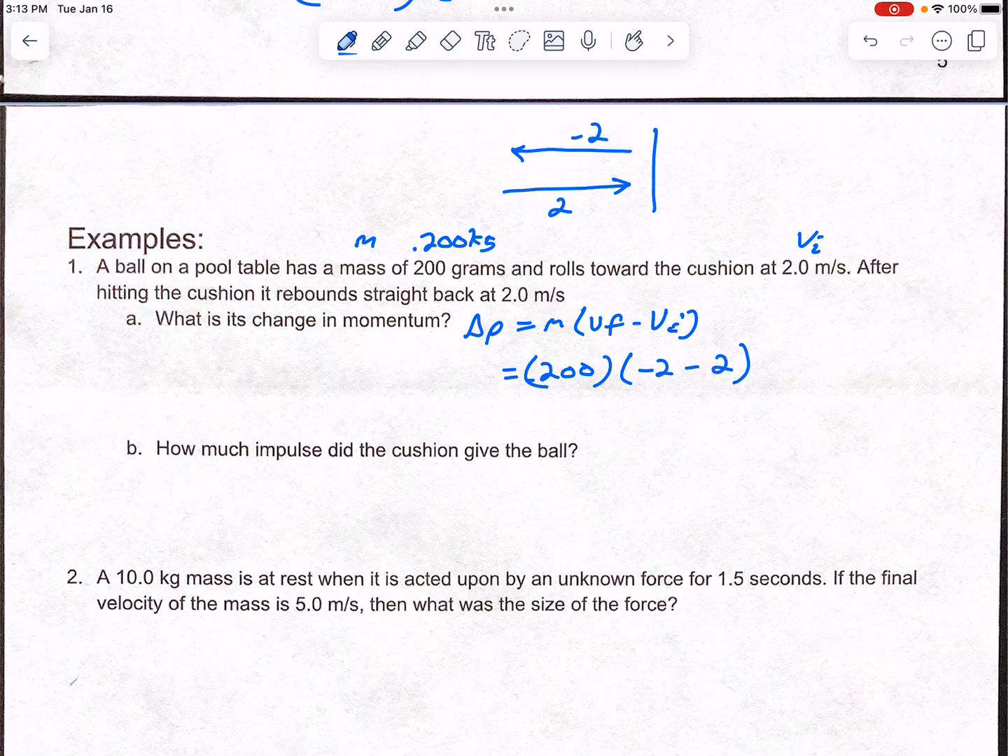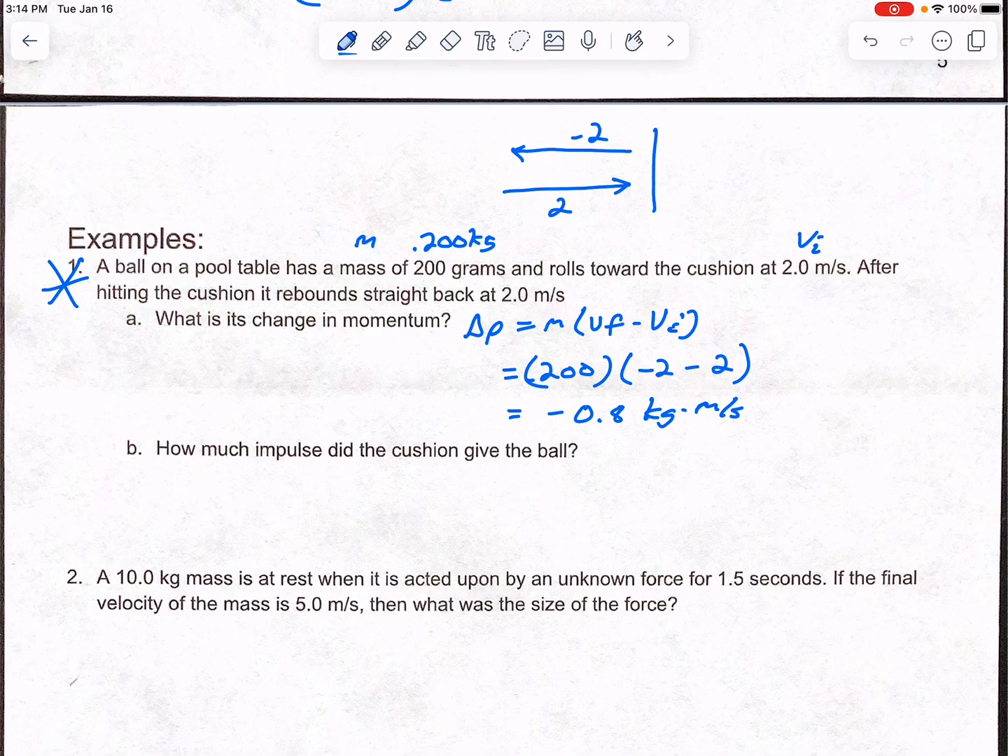Be careful with this problem, because the number one mistake is people forget that sign and they just say, well, 2 minus 2 is 0, so therefore the whole thing's 0, and then they're just done. Okay, so -2 minus 2 is -4 times 0.2, and you should get a value of -0.8 kilograms times meters per second. So that's your answer for A.